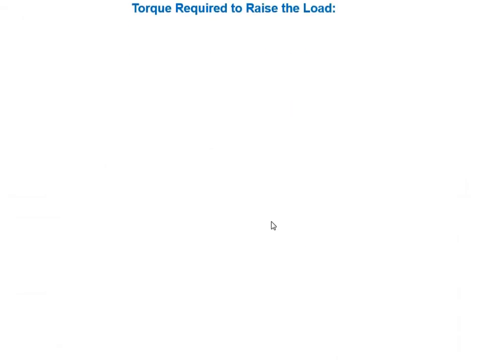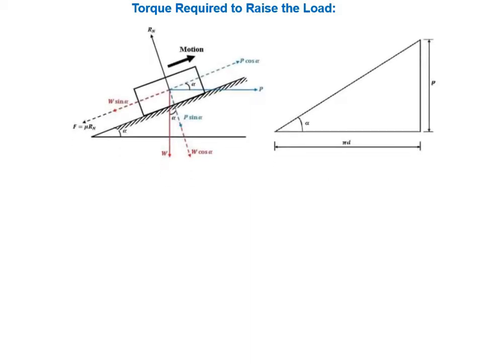Now we will see the torque required to raise the load. In this diagram, this is the thread profile with angle alpha, and here is the load, which is going to be raised. The motion of this load is in the vertical upward direction, from left to right, meaning we have to raise the load. Here W is the weight of that particular load. The motion is in the vertical direction, so the frictional force will be against the motion, and it is denoted by F equals mu Rn. And here P is the effort which is required to raise this load.